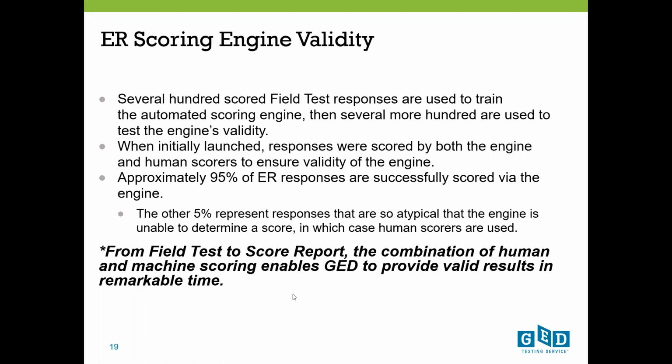So approximately 95% of ER responses on GED are successfully scored using the engine. The other approximate 5% are for those responses that are so atypical that the engine just can't figure out the score. And when that happens, the human scorers are used to determine that. So to summarize the whole process again, from field test all the way to a student receiving their score report, it's a combination of human and machine scoring that really enables GED to provide valid results in remarkable time.